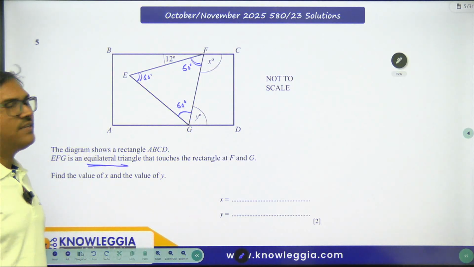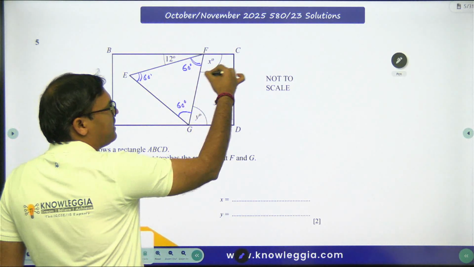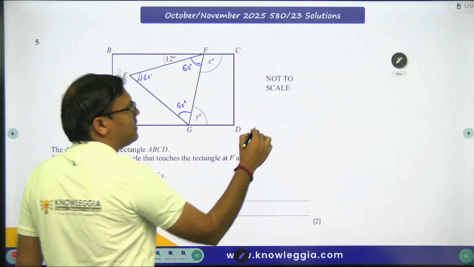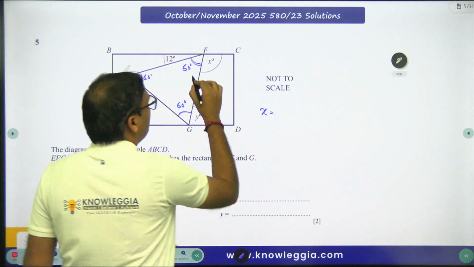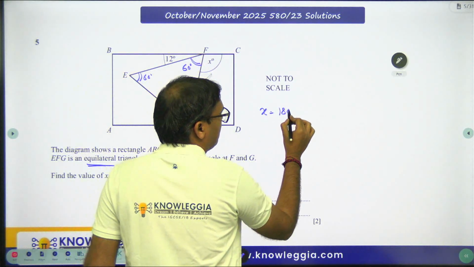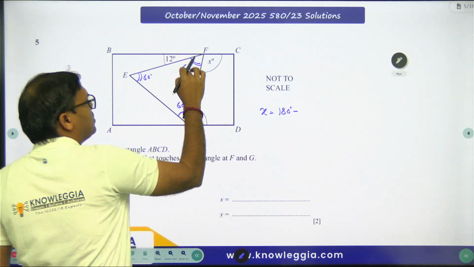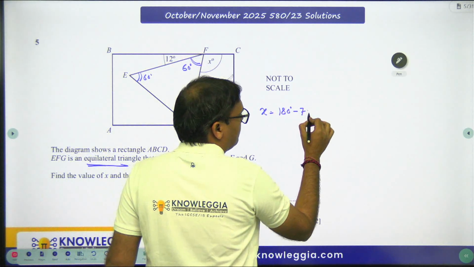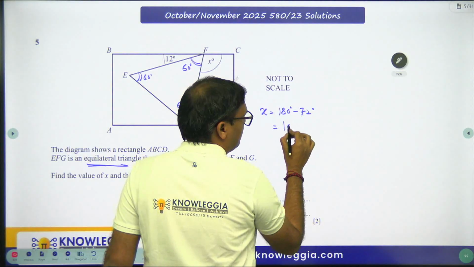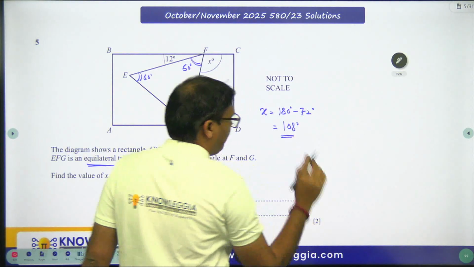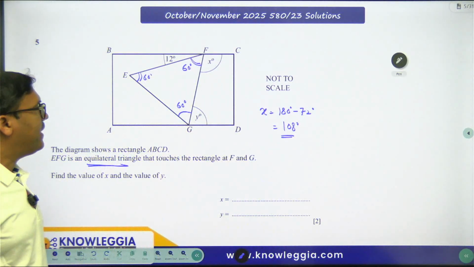So first thing is you can easily find x because this is a straight line. The sum of all the angles is 180 degrees. So what is x? x will be equal to 180 degrees minus the sum of these two, which is 72. So what is the answer? This is 108 degrees, right? That is the first answer. And y, the second one.